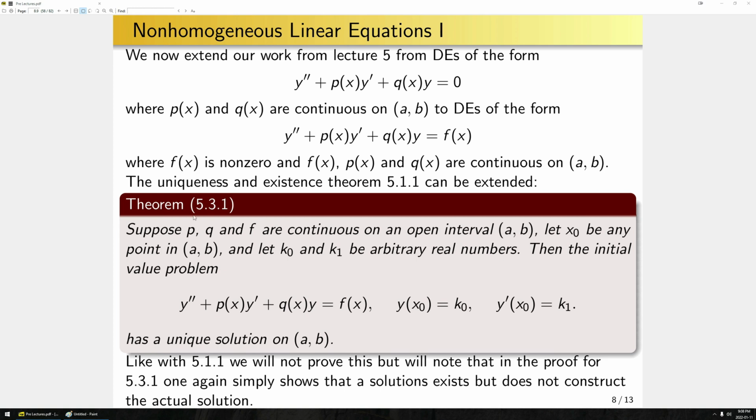Okay, so you've seen how this theorem works in a previous example, so I'm not going to do an example of this theorem here, but it's basically analogous to what we did before, other than you need to find an interval on which P, Q, and F are all continuous to find these unique solutions.